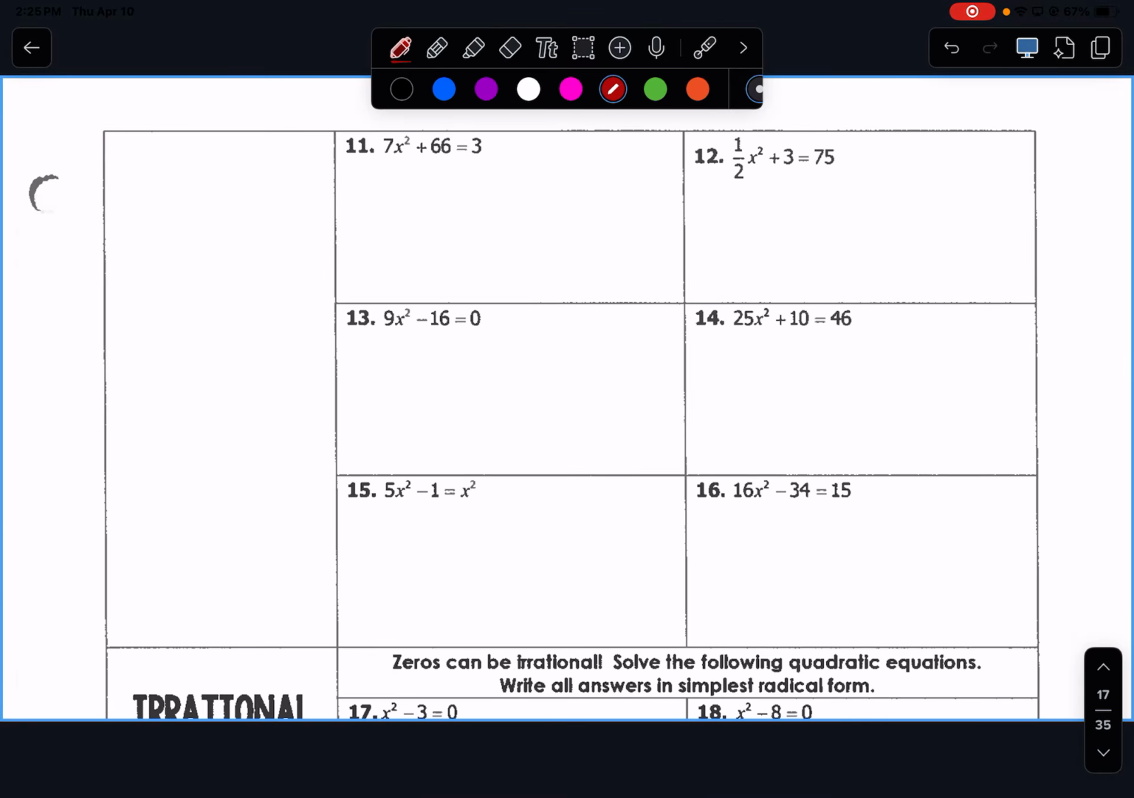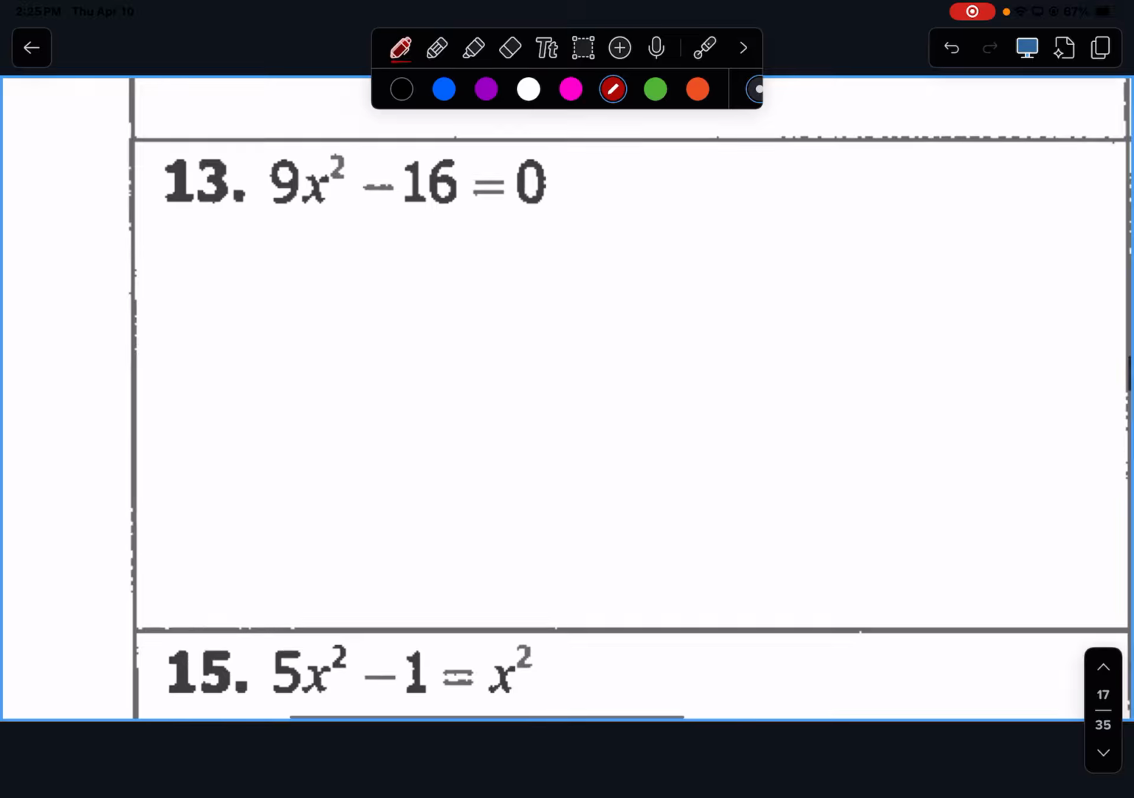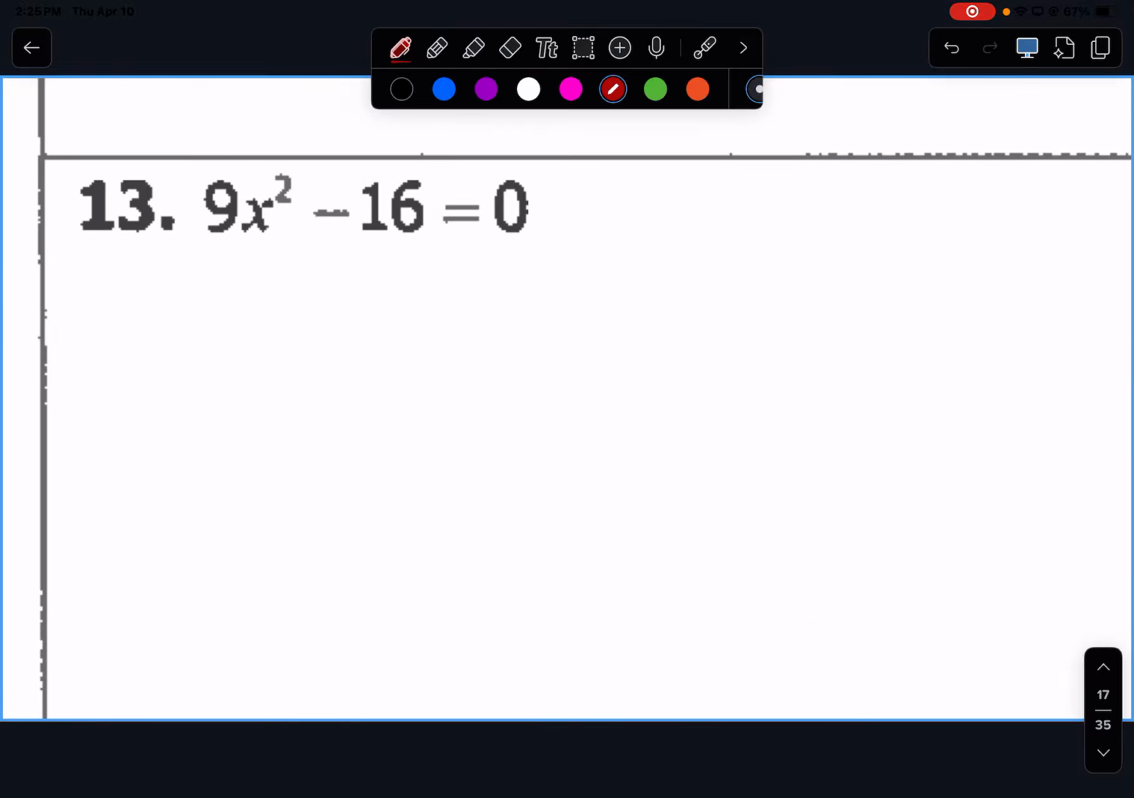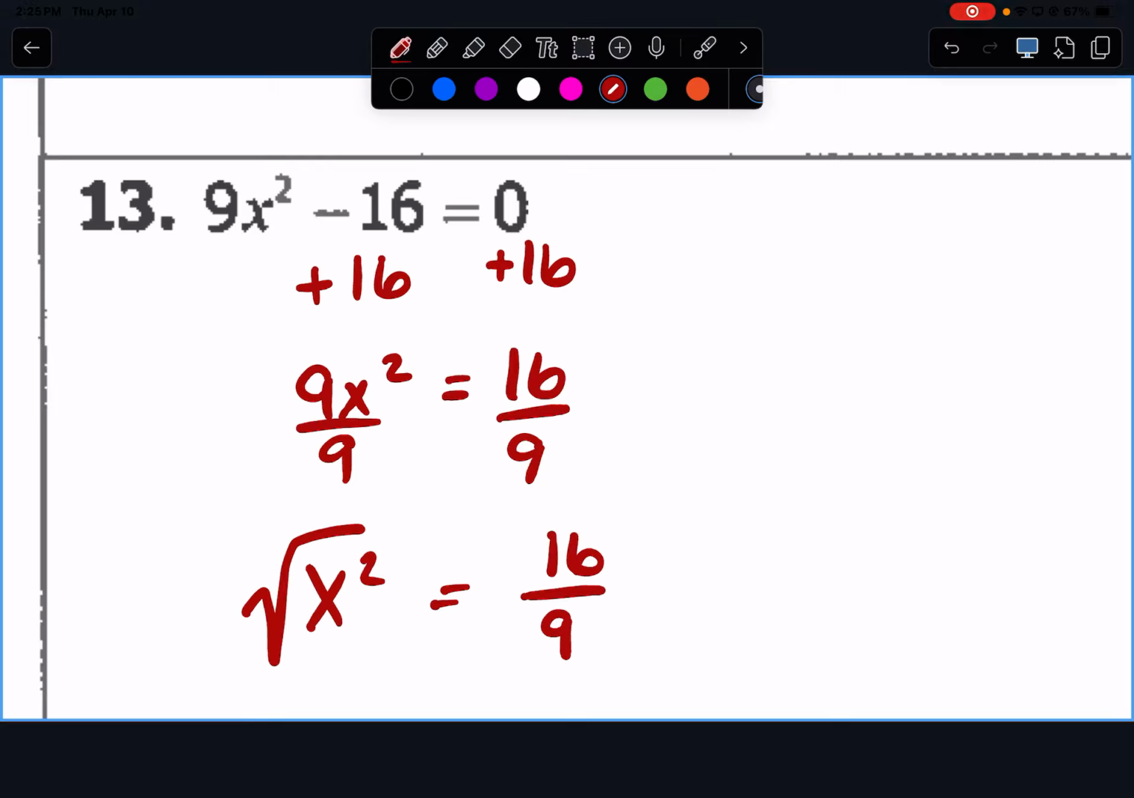All right, so I want us to look specifically at questions 13 and 15. So for question 13, okay, what do we do? Add 16. Okay, so we get 9x squared is equal to 16. Now what? So y'all get x squared equals 16 over 9. Now what? I still have to take the square root.